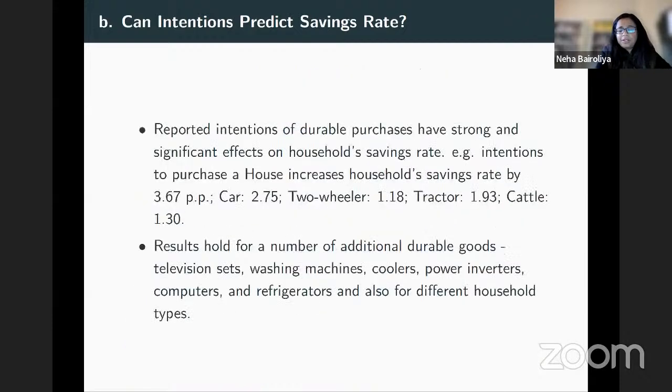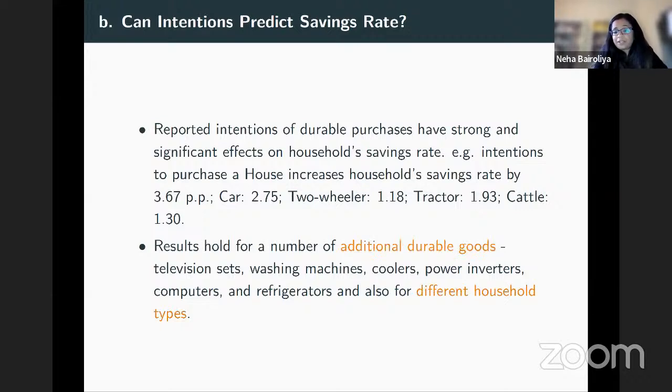So then again, to summarize what we see in terms of intentions, even with a bunch of controls, we find that intentions are predictive of higher savings rate. And it varies in terms of its quantitative importance, but they tend to predict higher savings rate in a significant way. We also redo our analysis with a bunch of other minor durable goods and find similar results. And of course, these are available in the paper for interested readers.